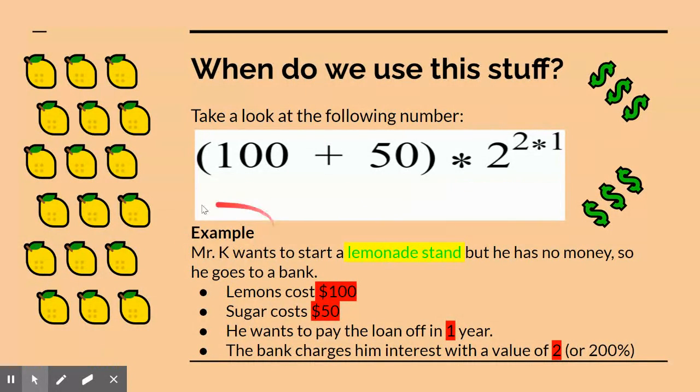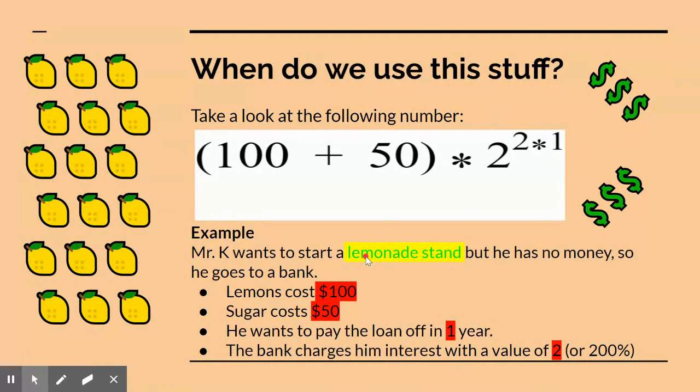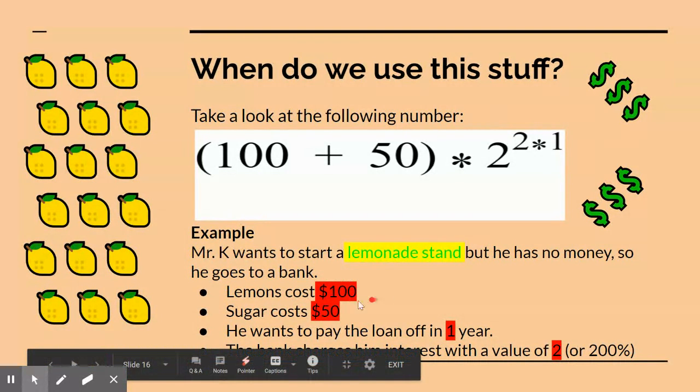Okay, so in this example right here, we're going to say Mr. K wants to start a lemonade stand, but he has no money, so he goes to a bank. He wants to get some money from the bank to start a lemonade stand. Mr. K needs $100 for lemons, $50 for sugar, but he doesn't have any money, so he has to take out money from the bank. So this 100 for lemons is represented right here. This 50 for sugar is represented right here.